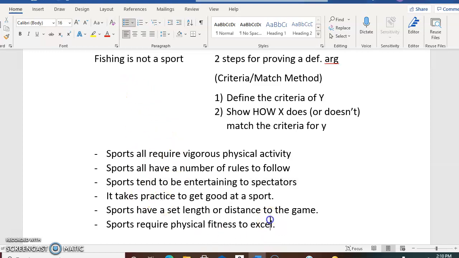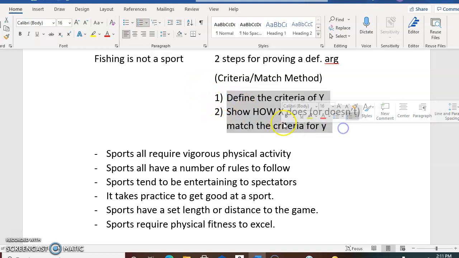Now, essentially what we just did is prove that fishing is not a sport with these two steps. We could have argued that it is a sport, but we didn't.